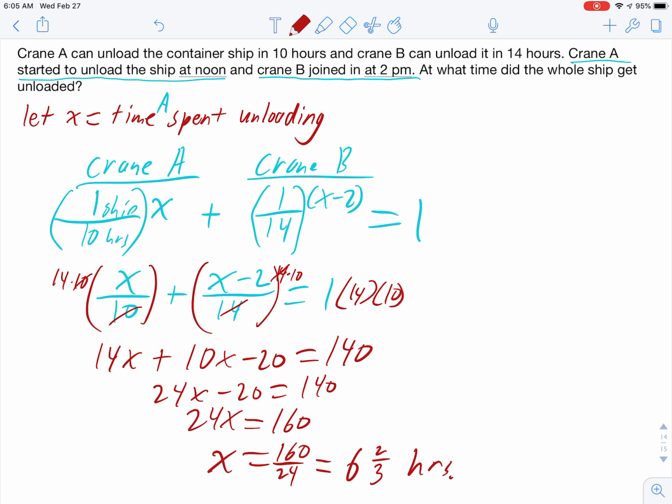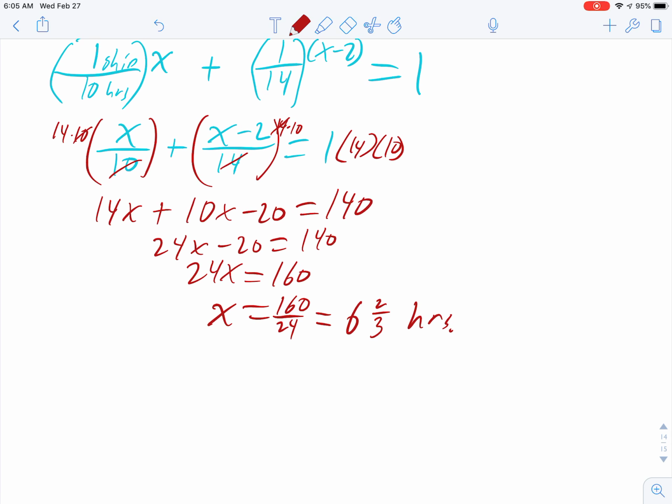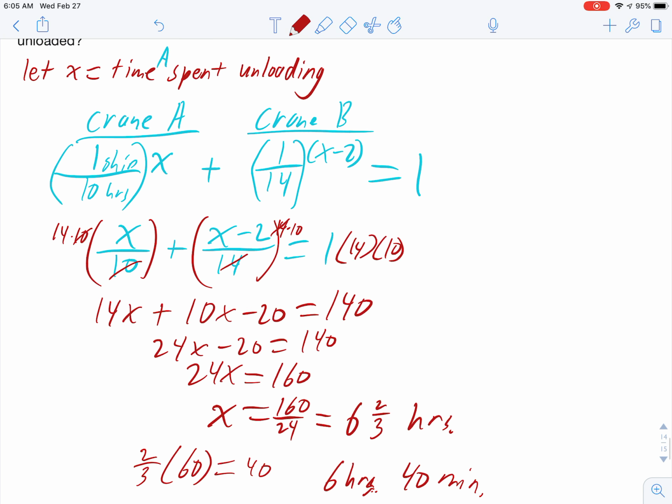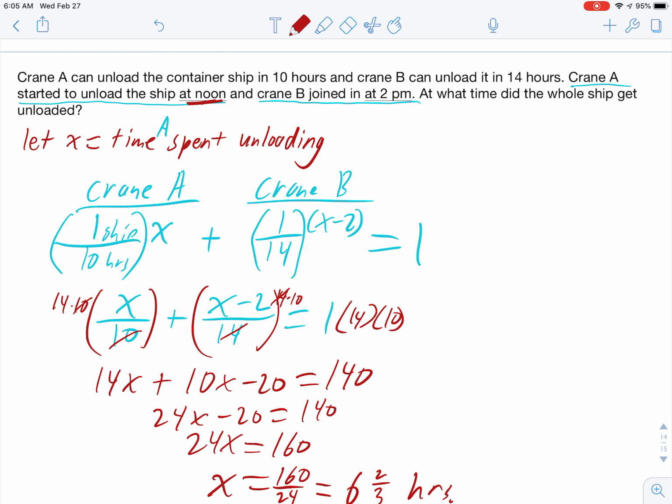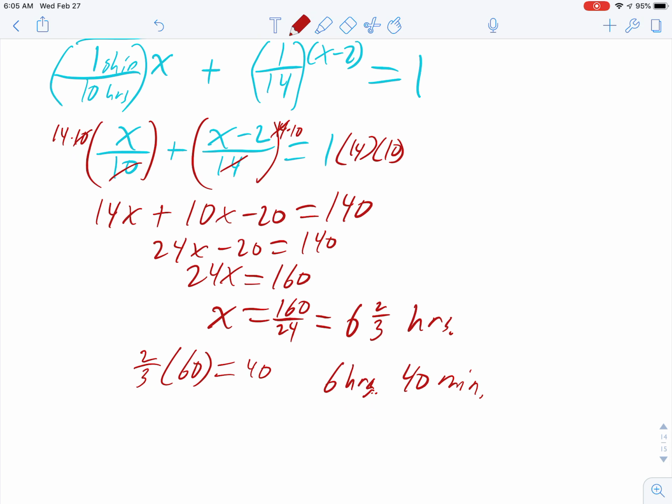So if crane A started at noon and worked for 6 2/3 hours, then what time would it be? Well, let's convert that into minutes. 2/3 of an hour is 2/3 of 60 minutes, and 2/3 of 60 is 40. So that's 6 hours and 40 minutes. So now let's go back and answer the question. The question is, at what time? After 6 hours and 40 minutes, if we started at noon, it would be 6:40 p.m. That's it. Thanks.